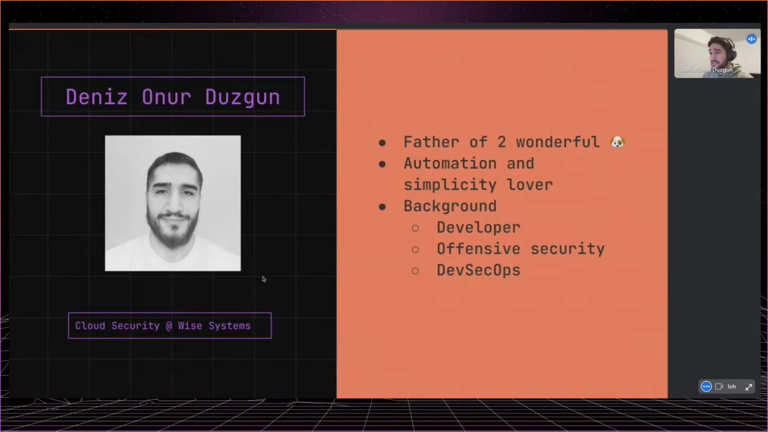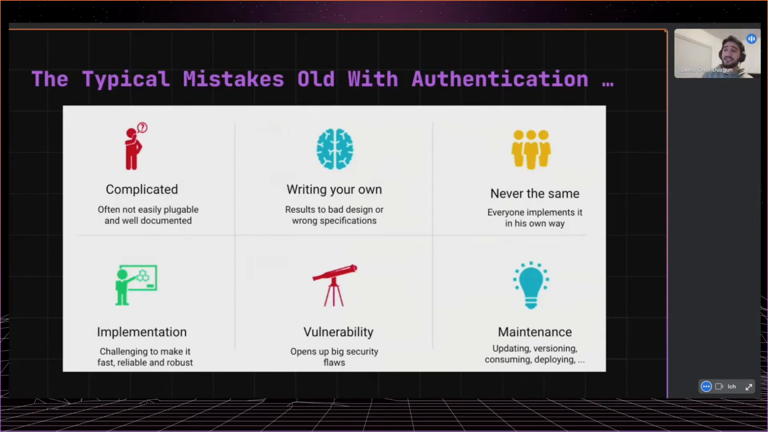So let's get started. There are typical mistakes in the old ways of doing authentication. This talk will be really focused on authentication. One of the mistakes is that it's often too complicated, not easily pluggable or documented. And then there is the mistake, in my opinion, of rewriting your own custom authentication service, which often results in bad designs or wrong specifications.